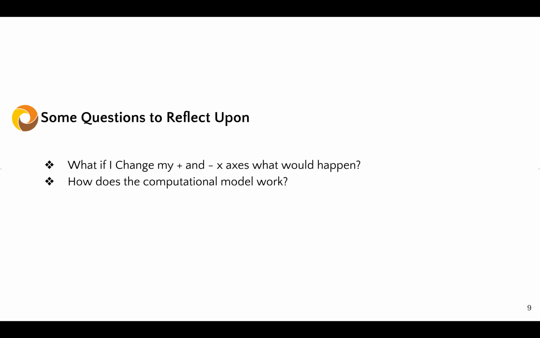There are some questions to reflect upon as we went through this experiment. For example, what if we were to change the positive and negative axes? What would happen? Instead of the velocity going in the negative x direction, the velocity would go towards the positive direction. This would mean that the trend line for the graphs of the position versus time would be a positive linear plot rather than a negative linear plot.